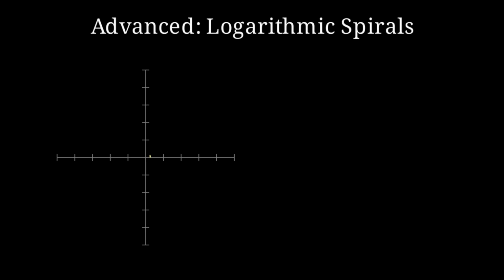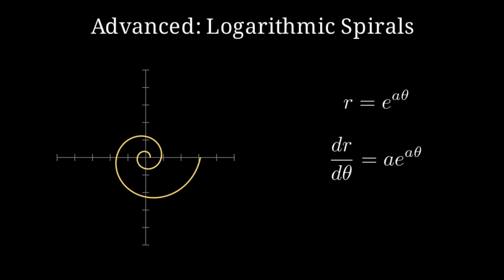Now consider the logarithmic spiral, often found in nature. Here, r equals e to the power of a theta. The derivative is simply a times e to the a theta. When we plug these into our arc length formula, we find that the terms factor out very cleanly, allowing for an easy integration of an exponential function.